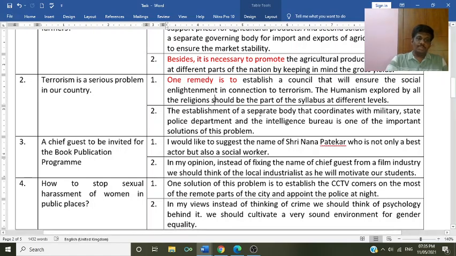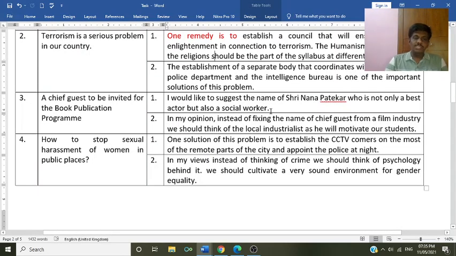So see the fourth one. A chief guest to be invited for the book publication program. See, I would like to suggest the name of Sri Nana Patekar, who is not only a best actor but also a social worker. So this is what I would like to suggest.